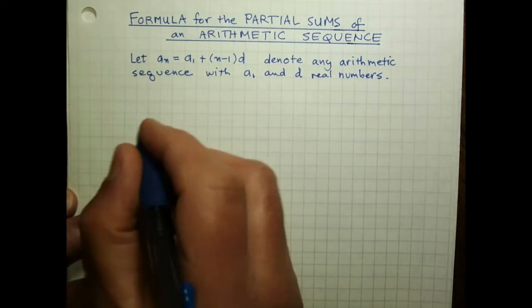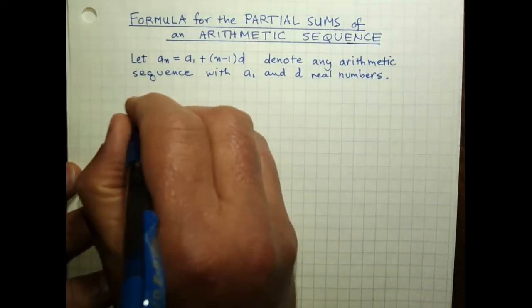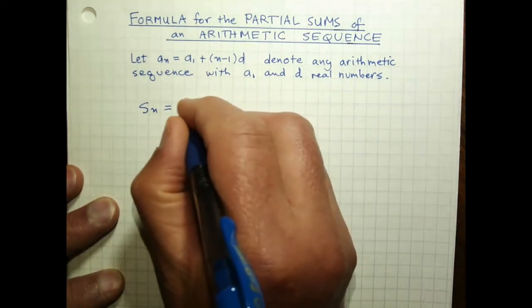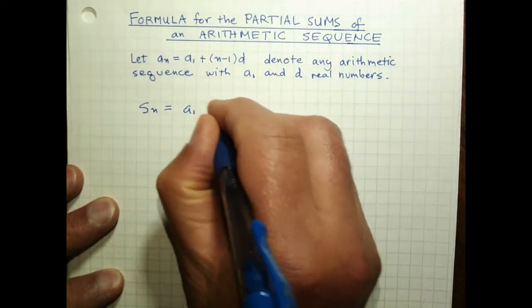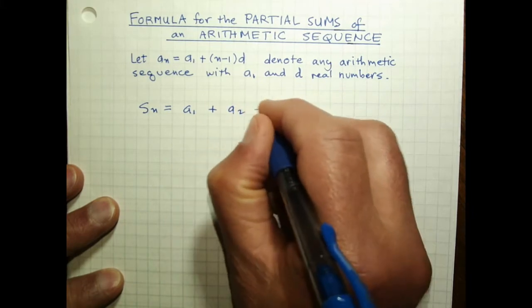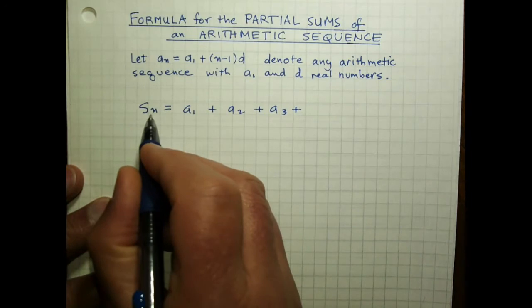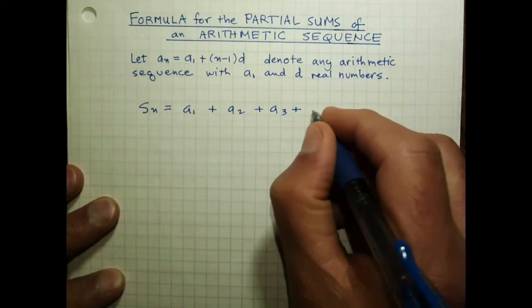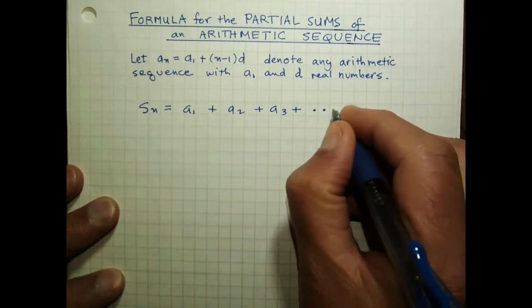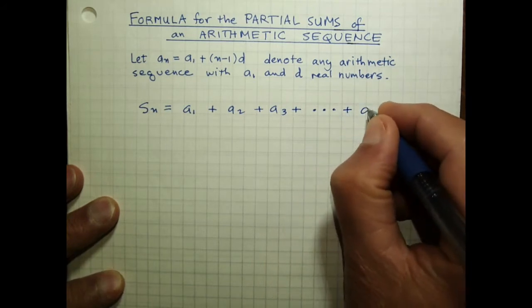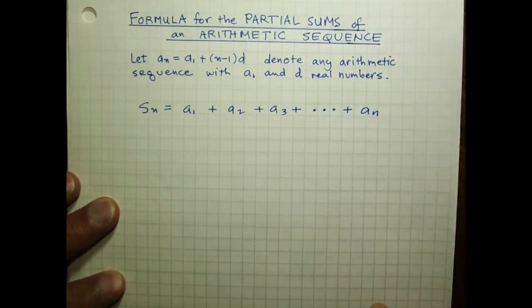And so we're going to try to come up with a formula for this Sn, which is a1 plus a2 plus a3. Now, there's no way I can say, without having a specific value of n, where to stop other than doing something like this, writing plus dot dot dot plus an. So that's my way of saying I'm adding up the first n terms.